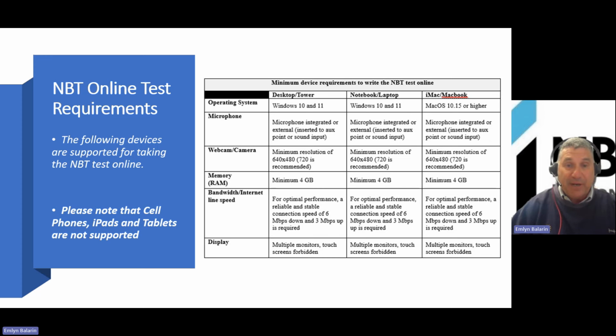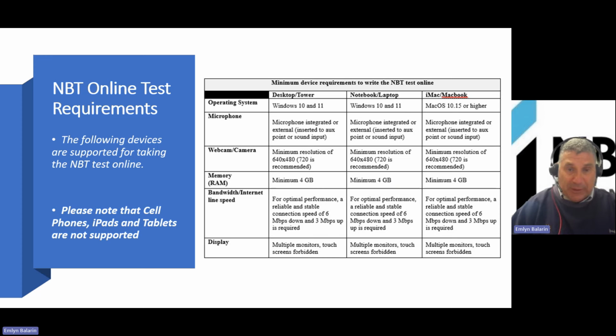You must have a working microphone integrated into either the laptop or desktop. There is a minimum resolution for web cameras of 640 by 480. That's very low resolution, and it's almost assured that any machine that you're using has that resolution. You must have a minimum of 4 gigs of RAM. Again, that's pretty entry level.